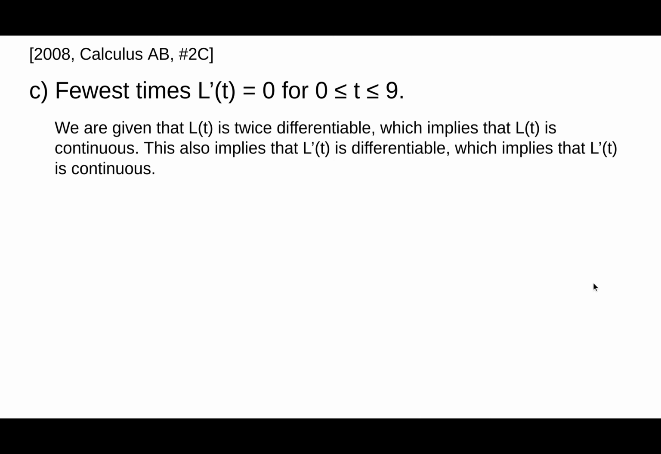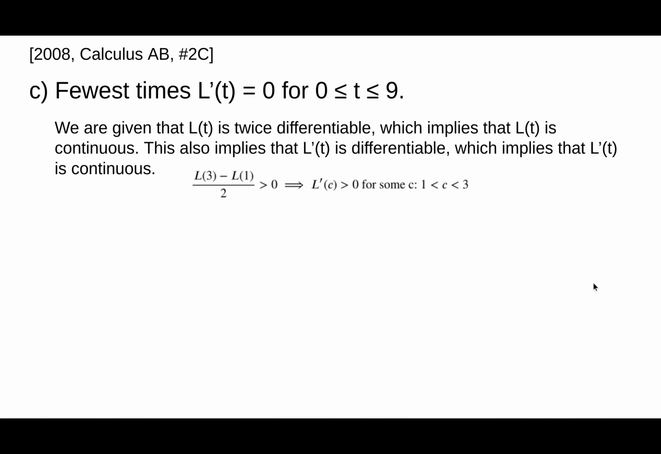But what we can do is use this information about L of t being twice differentiable to conclude that L prime of t is continuous, which is a necessary condition for using the intermediate value theorem. So the way this is going to work is we're going to go through our table, and look at an average rate of change of L of t over an interval. So let's say L of 3 minus L of 1 over 2. That is positive. We don't need to know the exact value. We just need to know that it's positive.